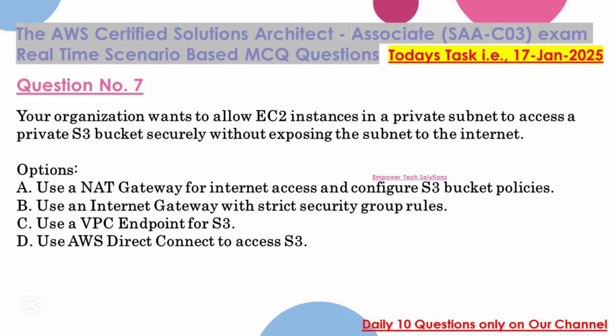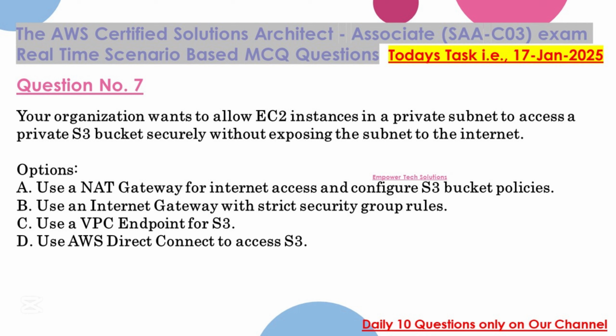Your organization wants to allow EC2 instances in a private subnet to access a private S3 bucket securely without exposing the subnet to the internet. Options: A. Use a NAT gateway for internet access and configure S3 bucket policies. B. Use an internet gateway with strict security group rules.